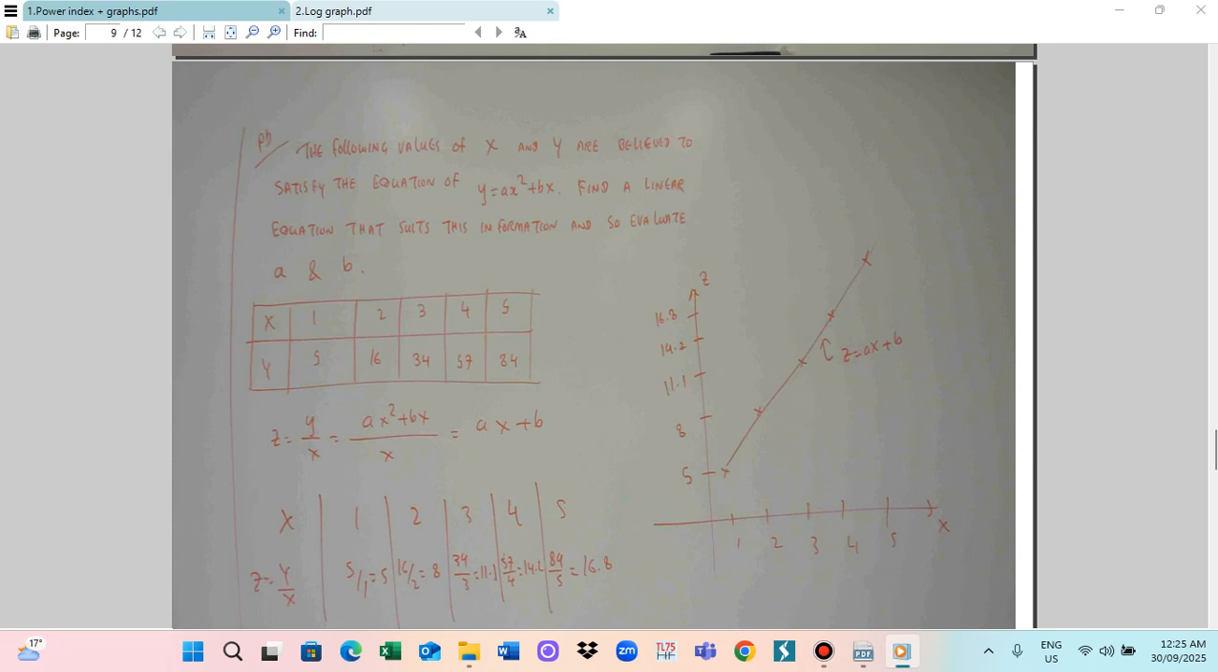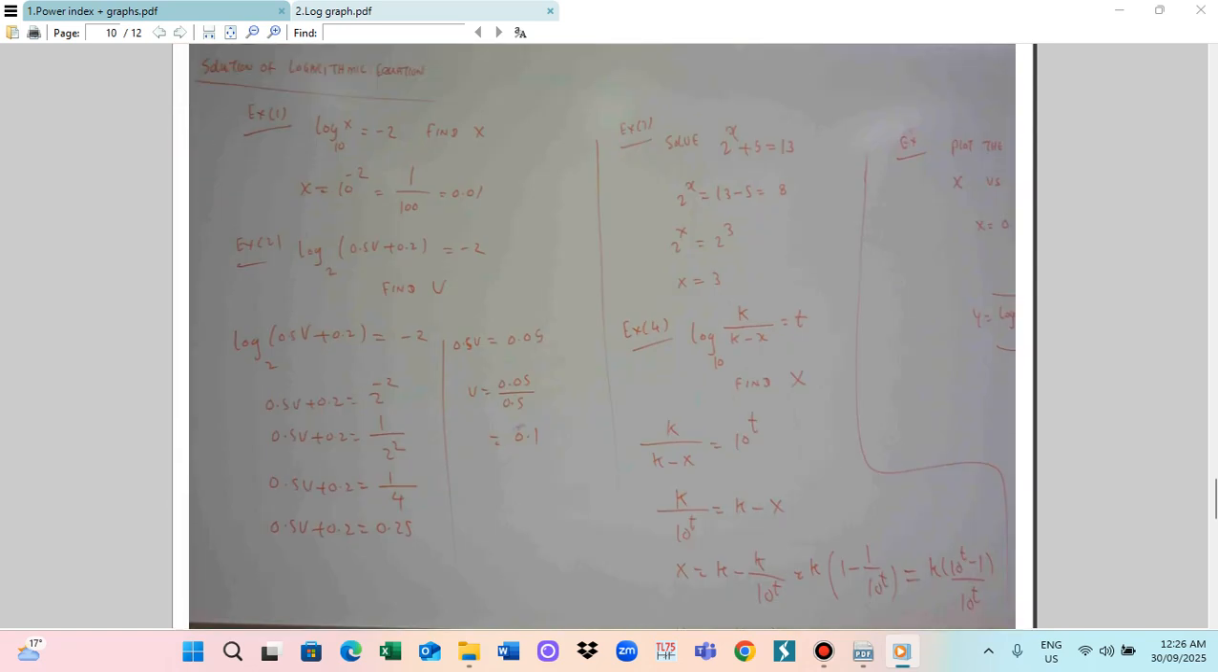This is where z is, and this is where x is. The x values are 1, 2, 3, 4, 5, and the z values are 5, 8, 11.3, 14.2, and 16.8. So we start from the point like this, then we draw the graph. So that graph will be there. y is equal to z is equal to ax plus b graph.